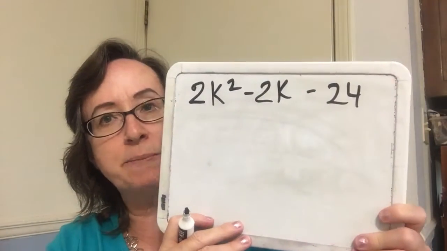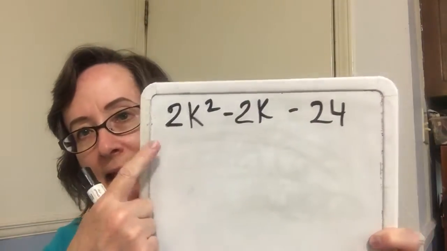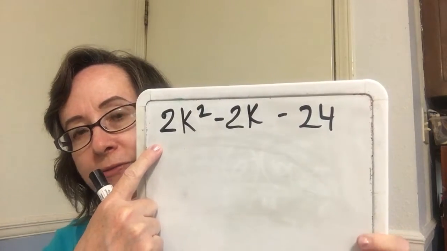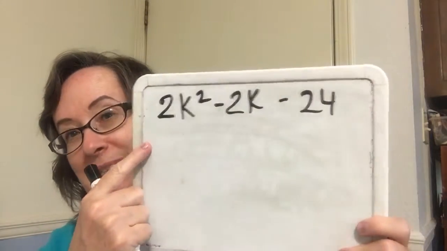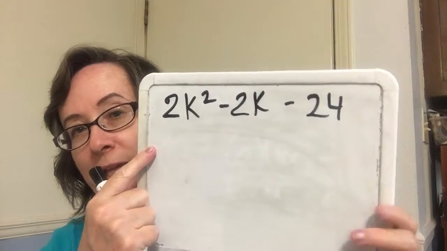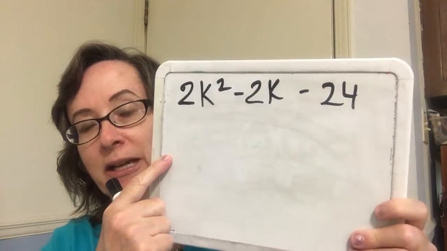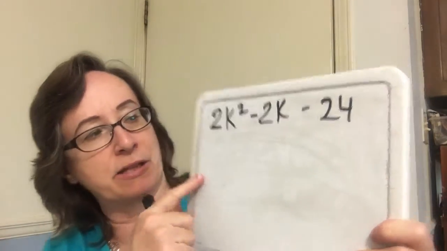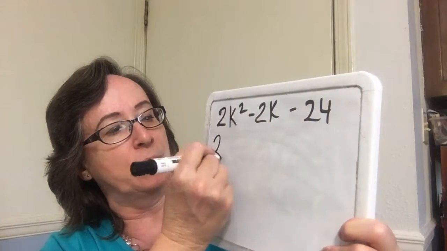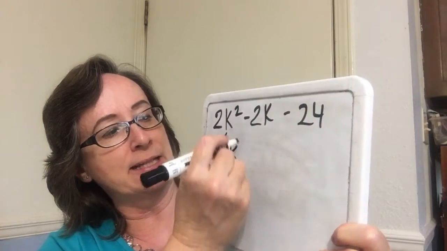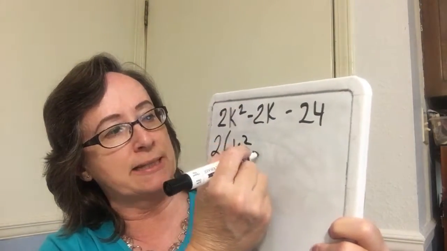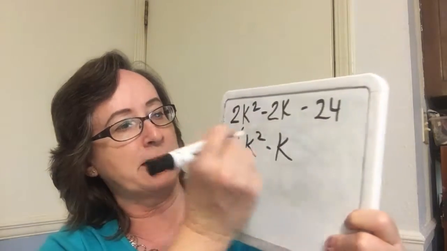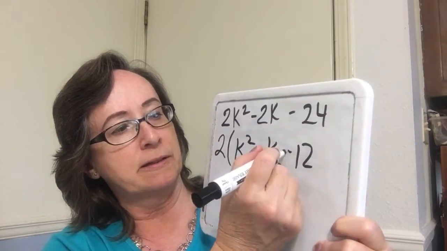Right, so here we have our first polynomial that does not have a 1 on the front. However, this one is easily fixed because if we pull out a greatest common factor, the 2 will pull out to the front. So we're going to do that, 2, and then we have a k squared. This divided by 2 is negative k.